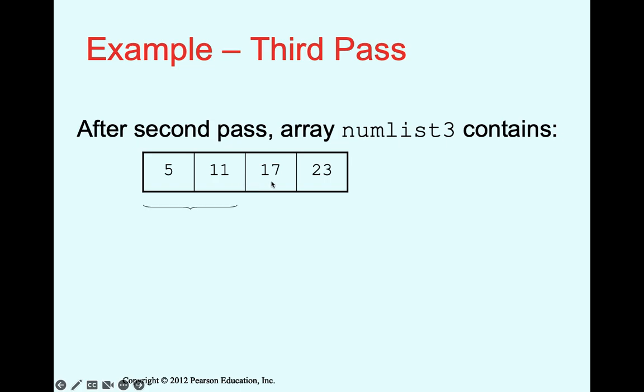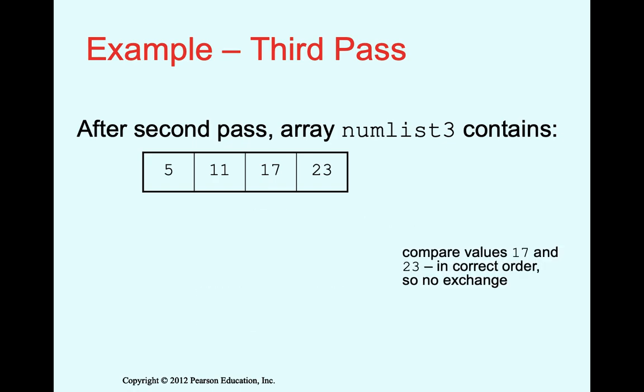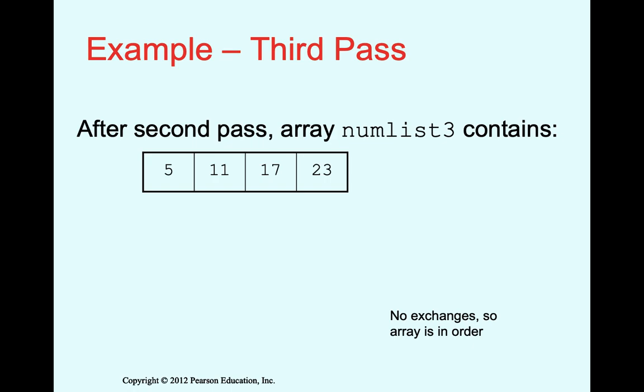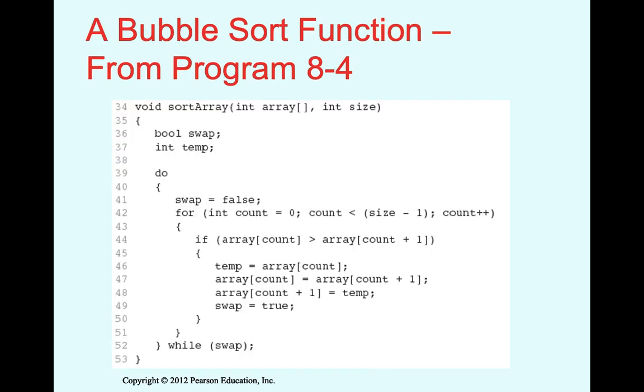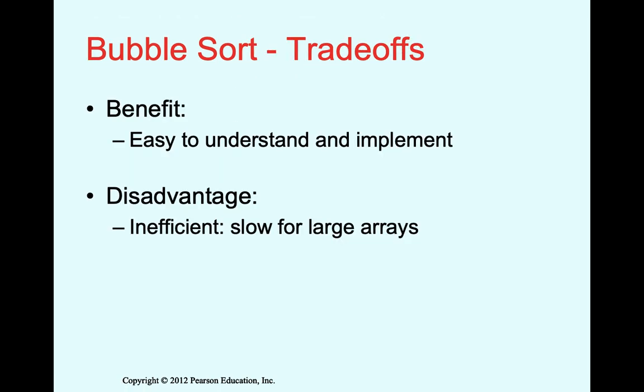Then we do another pass to make sure 5 and 11 are in the correct position. So we continue, they are in the correct position. We continue, they are in the correct position. So there is no swap. If we make a pass with no swap, this means the array is already sorted. So this is the idea of the bubble sort, and this is the code. We will discuss it more in the class.